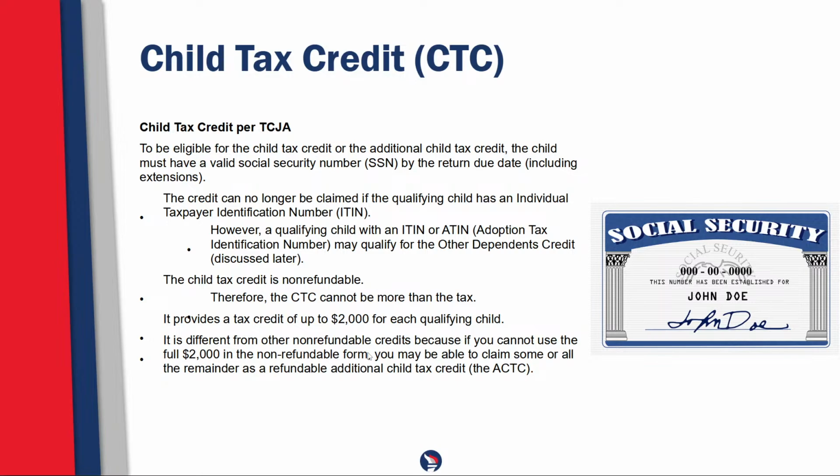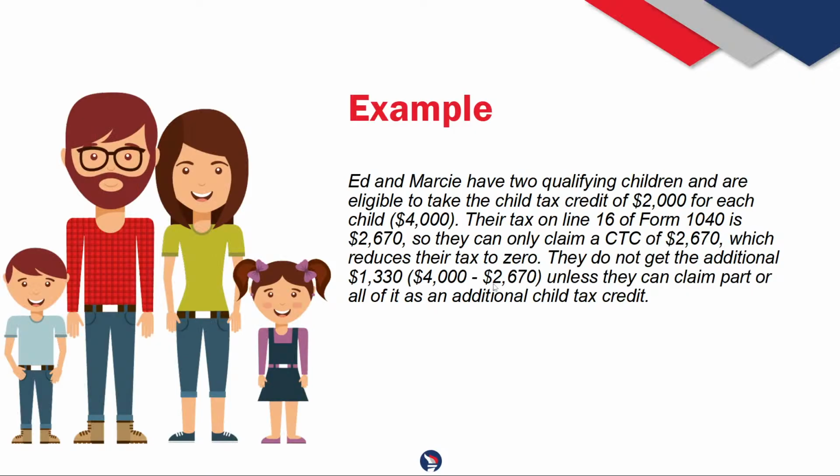Says that it provides a tax credit up to $2,000 for each qualifying child. That is old information. The new child tax credit is $2,200 per qualifying child. But the examples that we have, they're going to be based over the $2,000. Just keep that in mind when you take the exam. It's based over the 2024 information, so the $2,000, not the $2,200.